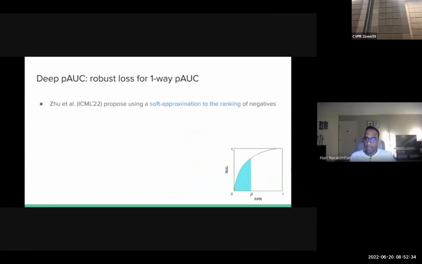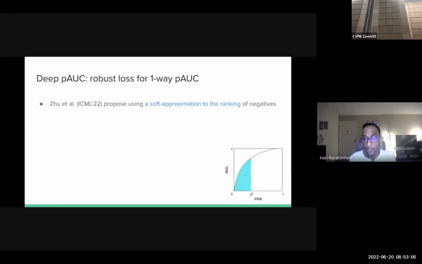Okay. Another recent paper in ICML this year explores alternate formulations for both the one-way and two-way partial AUC method. Now, the main idea in this paper is to use soft approximations to the ranking of negatives and positives. And more specifically, the authors take a robust optimization formulation. So let's look at the formulation for the one-way partial AUC first.